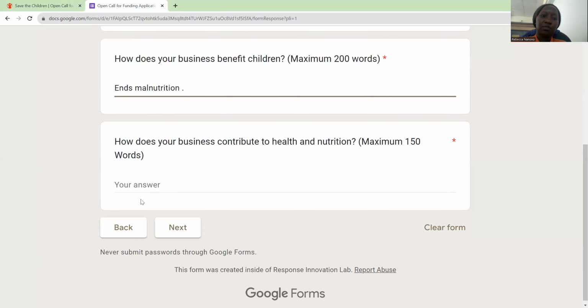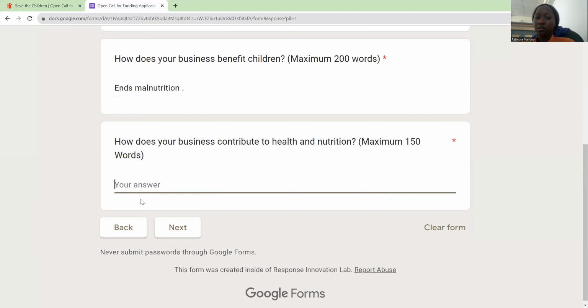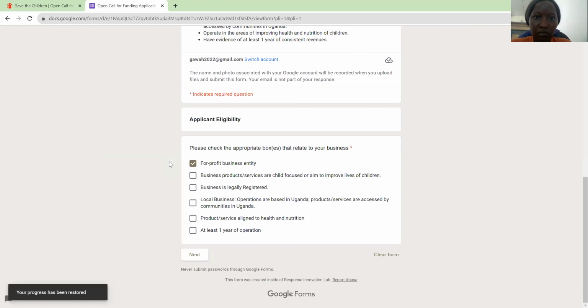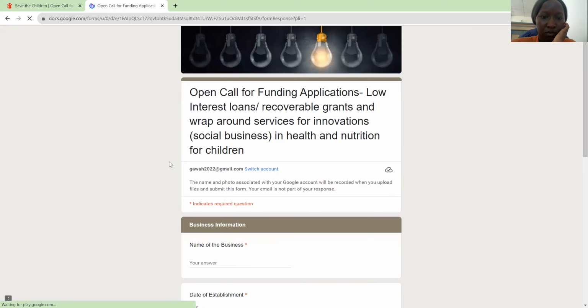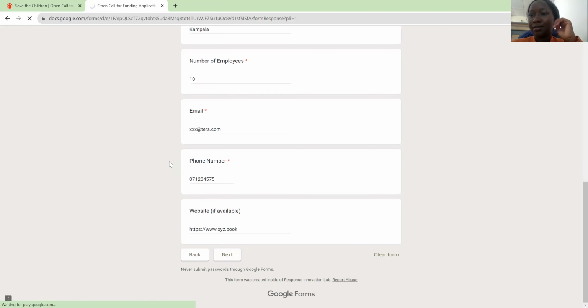How does your business contribute to health and nutrition? First and foremost, this is a plant-based food. So, healthier and sustainable.